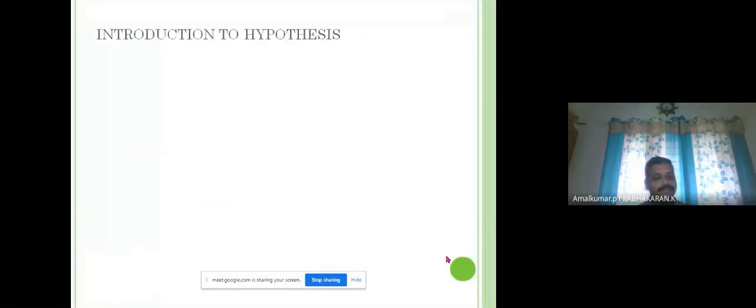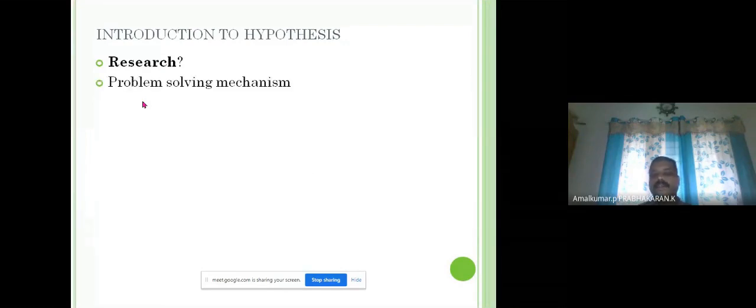Before talking about the hypothesis, I just give an introduction to research. Research is a problem-solving mechanism. So the first duty of a researcher is to identify the research problem properly. In order to identify the research problem, the researchers can use the existing theories, or the existing studies, or the expert opinion, or even the researcher can use his own expertise for taking the research problem.